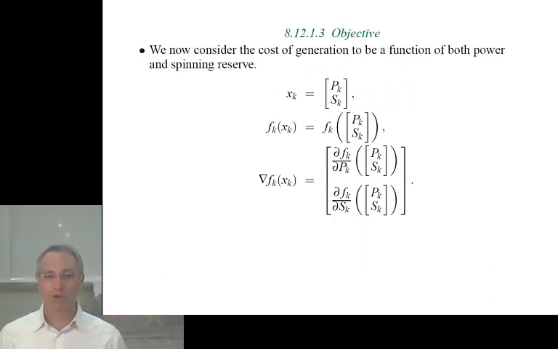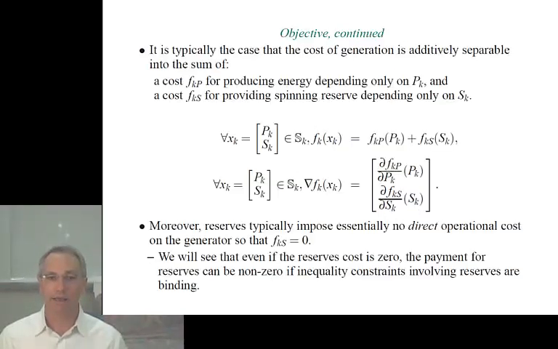So, we should now consider the cost of generation to be a function of both power and spinning reserve. So in general, Fk, the operating cost function of generator k, is a function of xk, which is the vector consisting of pk and sk. Similarly, the gradient of Fk is the vector of partial derivatives of Fk with respect to the entries of xk, in other words, with respect to pk, with respect to sk. In principle, the partial derivatives each depend on both pk and sk.